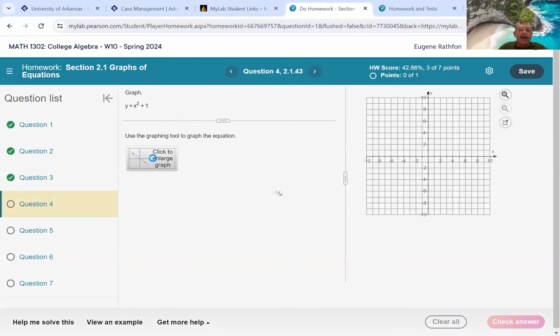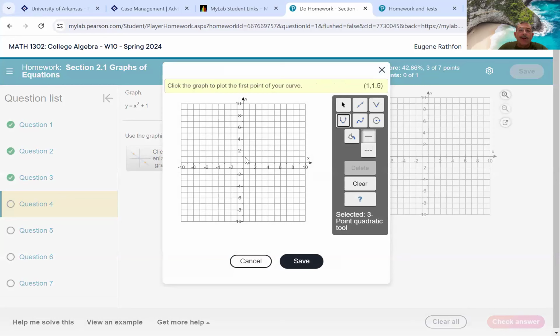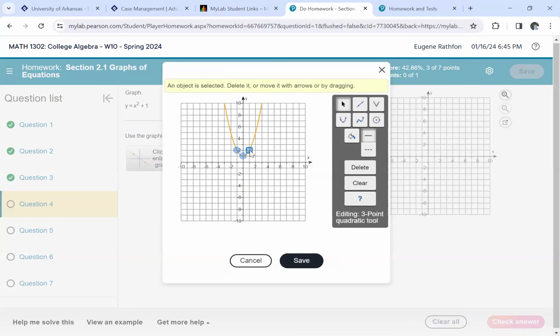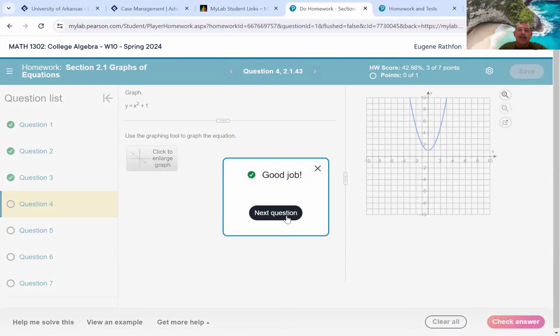All right, so remember, I'm going to click the enlarge graph. 3-point quadratic tool. We had -1, 2. So let's go -1, up 2. I had 0, 1, so go 0, up 1. And then 1, 2 will be right 1, up 2. And y'all, there's our opening upward parabola. So save that. Check, and it puts you on the next question.